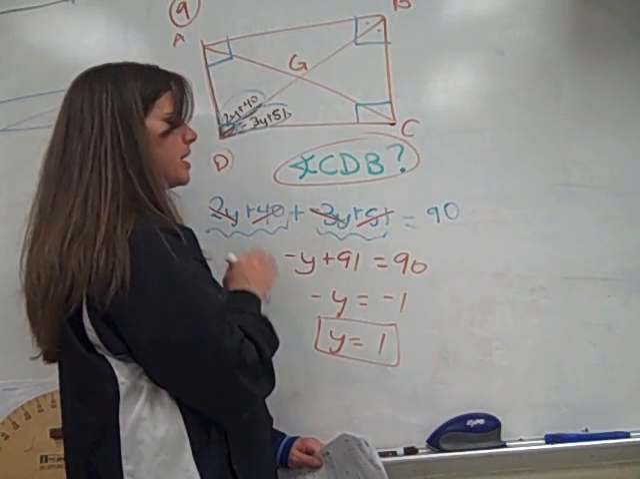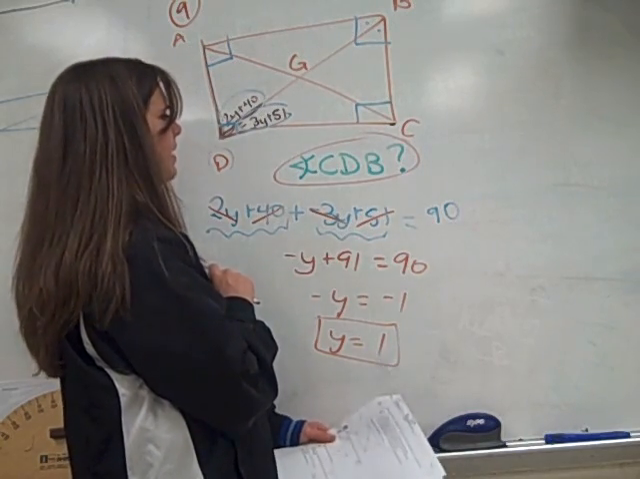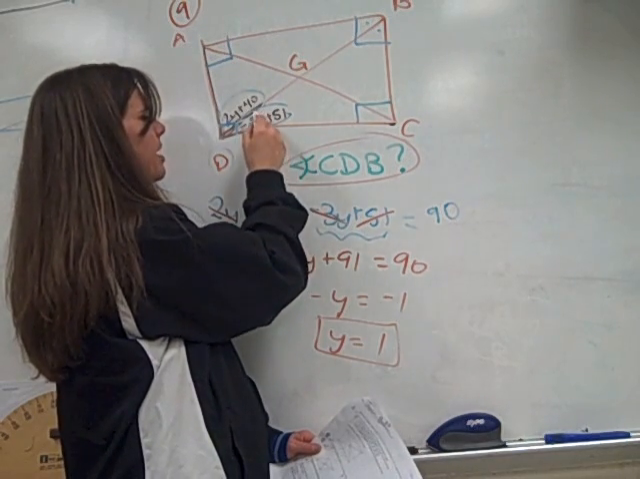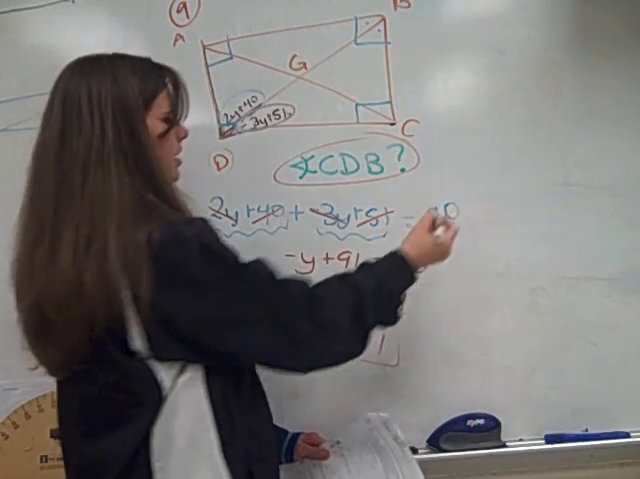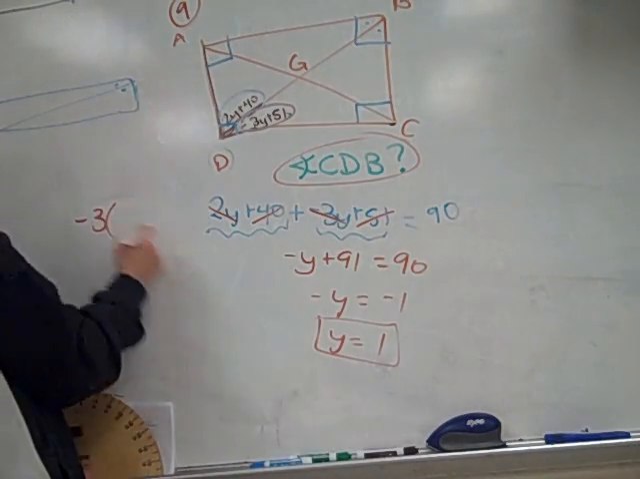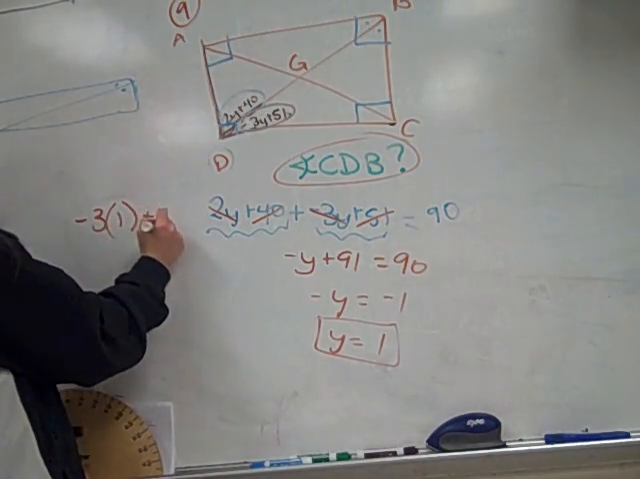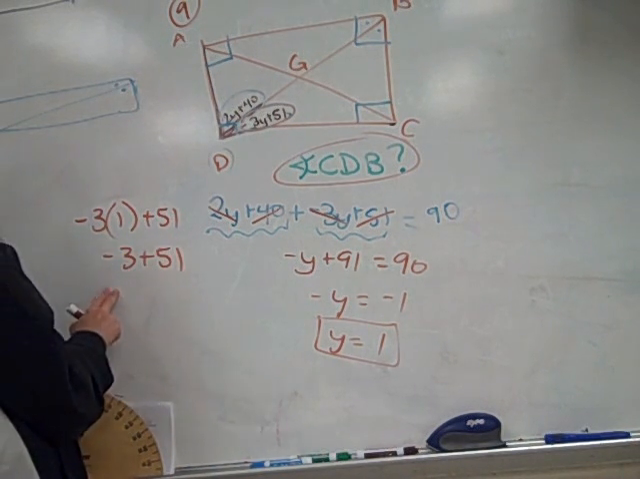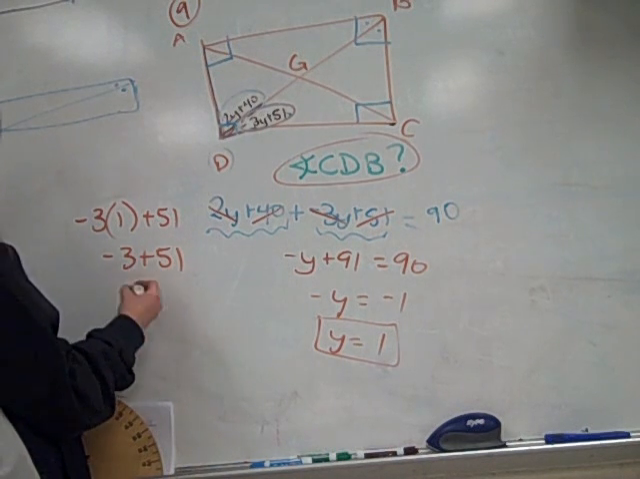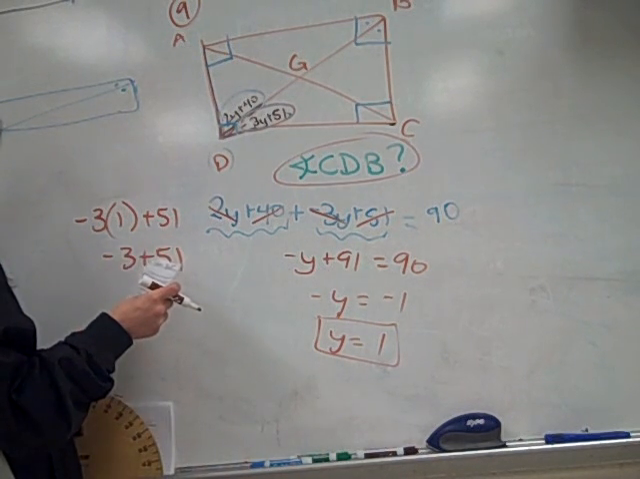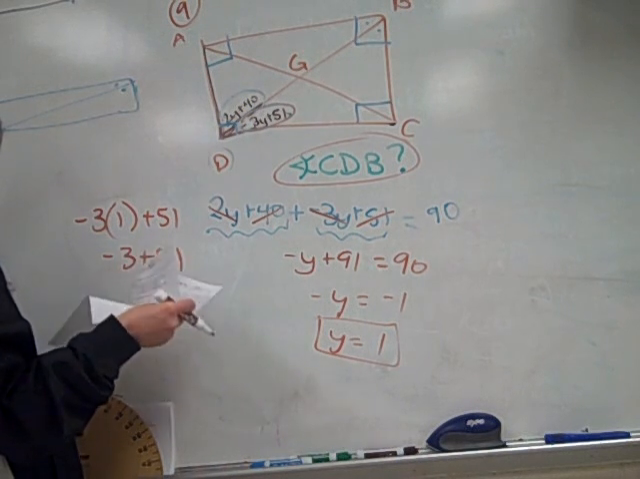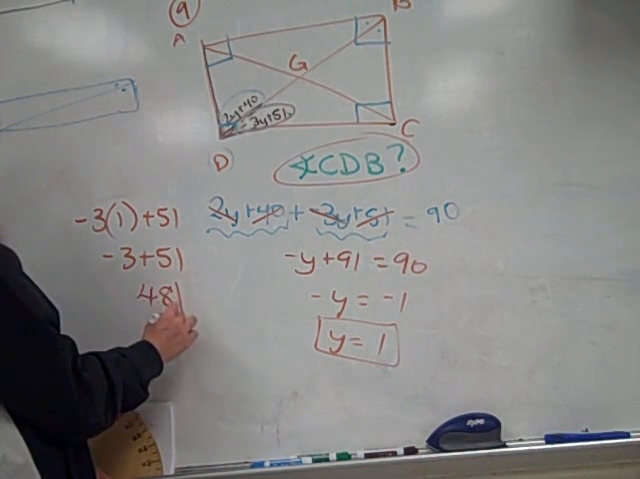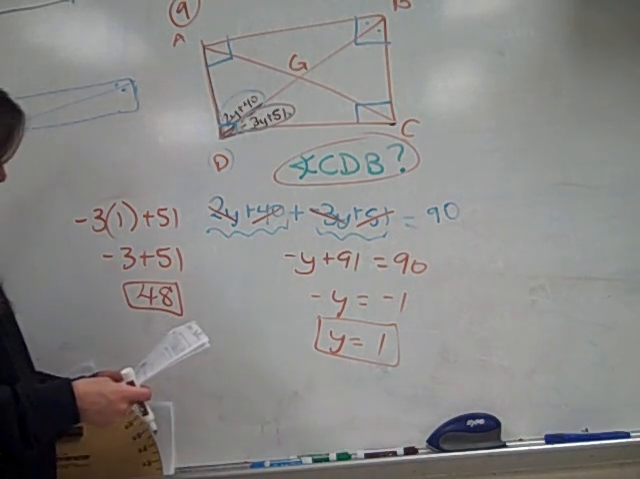Because, go back and reread always, what do they want you to find? CDB is represented by what? That's this piece right here. So let's take it and let's plug in our 1 that we found. And negative 3 times 1. And then right here, let's take negative 3 plus 51. And what do you end up with there? Looks like this person has the wrong answer. This can give you positive 48. That answer is A.